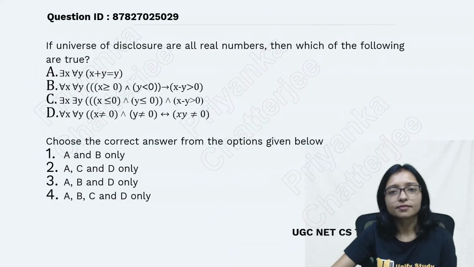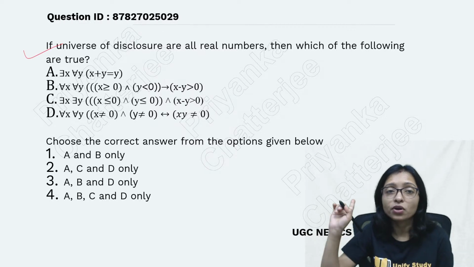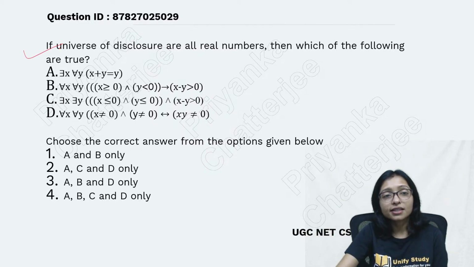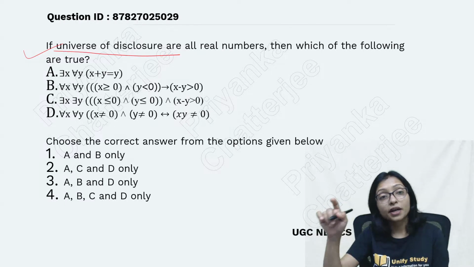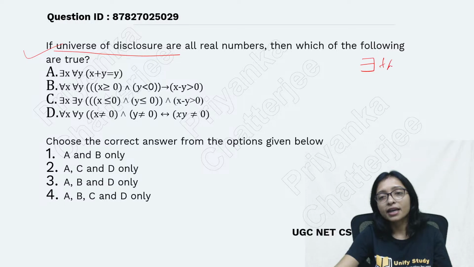Okay. Now this type of question is very popular nowadays. They are giving this type of universe of discourse. This is predicate logic. Predicate logic means two symbols are there. This is called there exists and this is called for all.